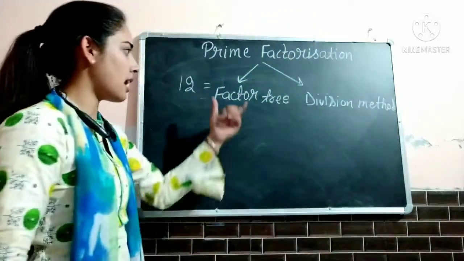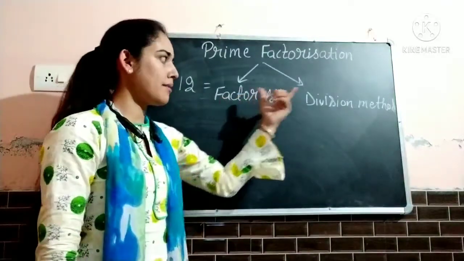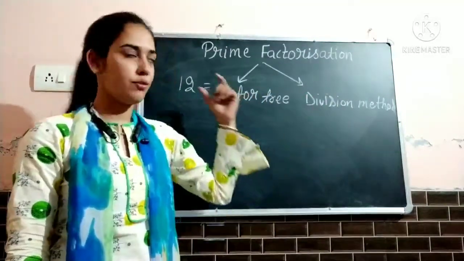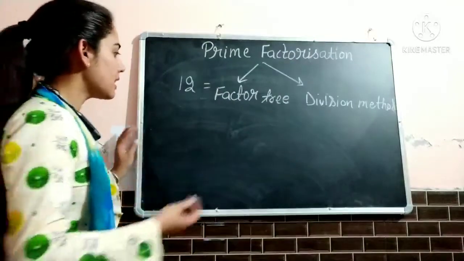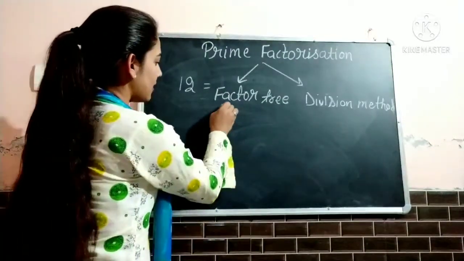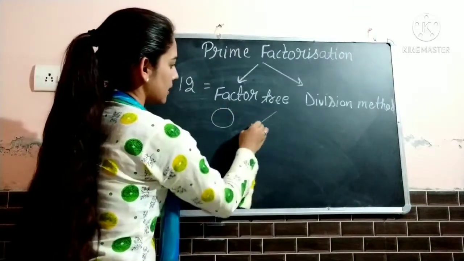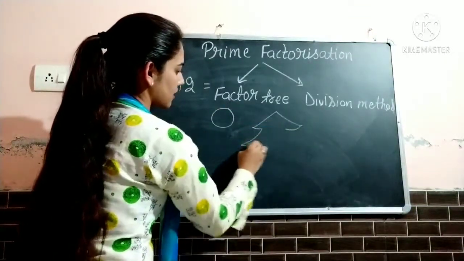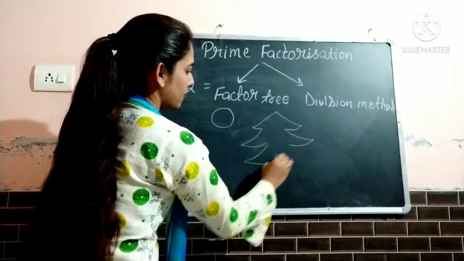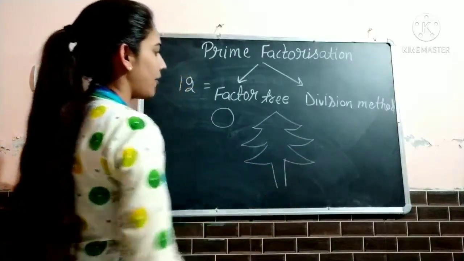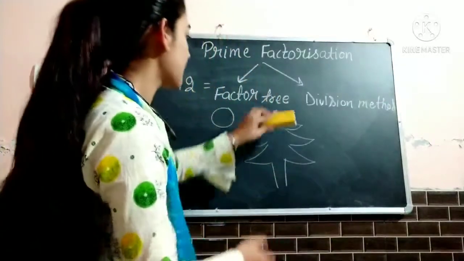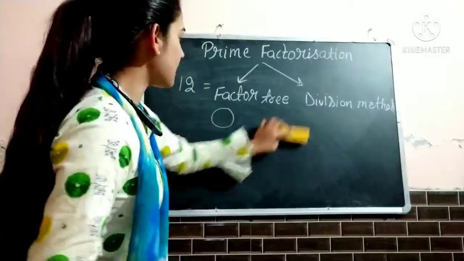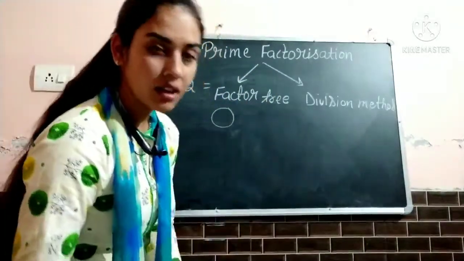Okay, these are two methods, factor tree method and division method, to find the prime factorization. In the factor tree method, the shape of the factor tree is like the shape of a Christmas tree. In this type of tree we will make in a factor tree method, the shape of factors is like a tree.